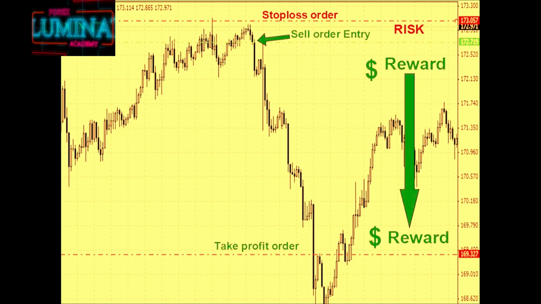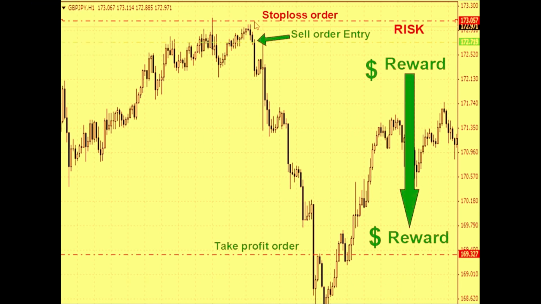And this is an example. Here the market has fallen over 300 pips, and we have a stop loss order here. We have an instant execution, which is also called a market order here, and we have the take profit order, which takes you out of the market with a profit.